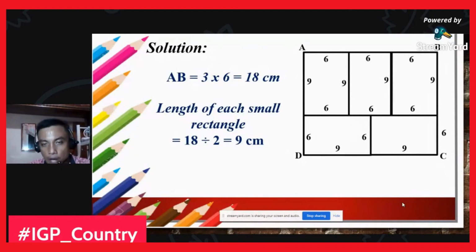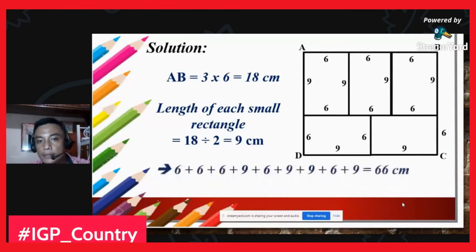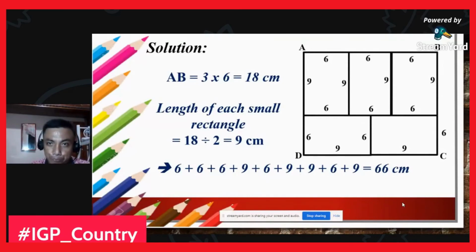So how many 6s could we see? That is 6 plus 6 plus 6 plus 9 plus 6 plus 9 plus 9 plus 6 plus 9 is equal to 66 centimeters. So, 6 plus 6 plus 6 is the length of AB. 9 plus 6 is the length of BC. 9 plus 9 is the length of CD. 6 plus 9 is the length of AD. That is why the perimeter of the rectangle ABCD is equal to 66 centimeters.